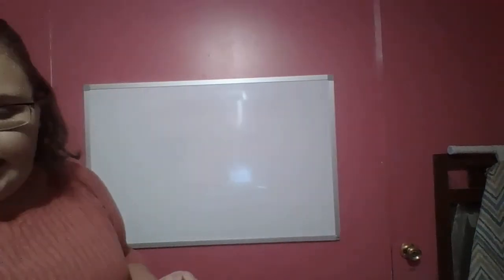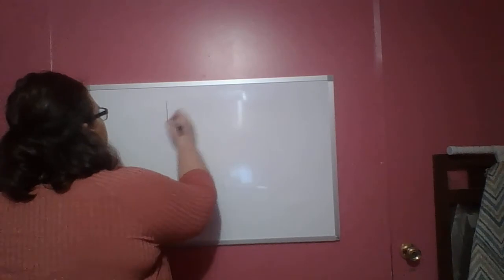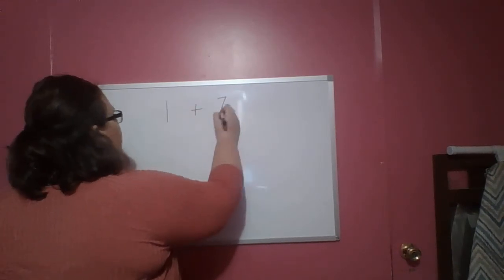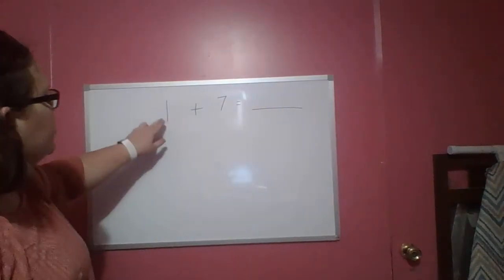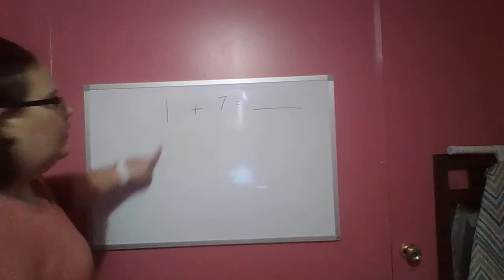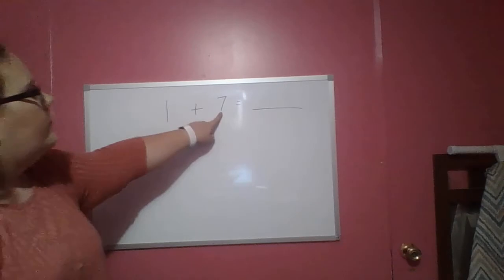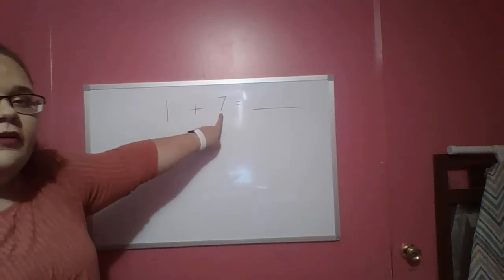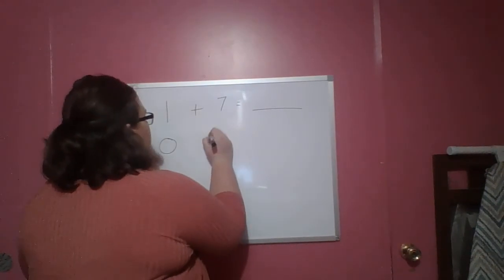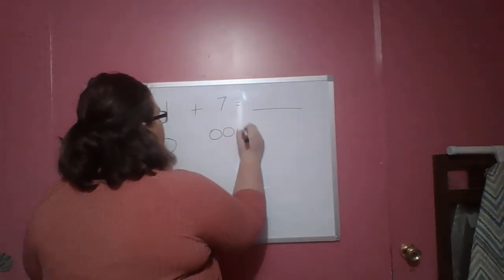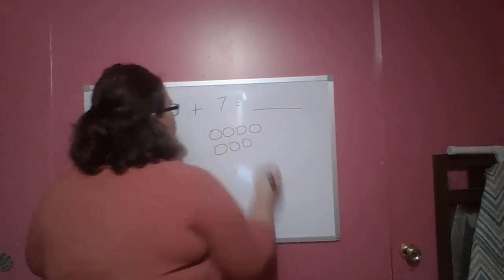Okay, so now we have 1 plus 7 equals blank. So the first number we have is the number 1. So we're only going to draw 1 lonely circle. So the second number we have is the number 7. So count with me while I draw 7 circles. 1, 2, 3, 4, 5, 6, 7.